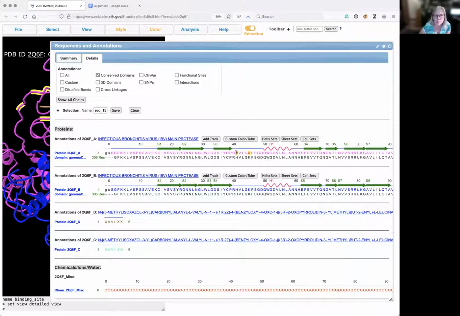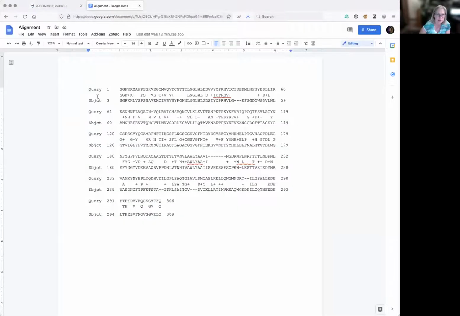First I see there's a histidine at position 41, and it's preceded by a CPR. So I'm going to go to my alignment that I saved earlier and highlight that. I can see the CPR, and I can see the histidine, and I'll highlight that histidine.